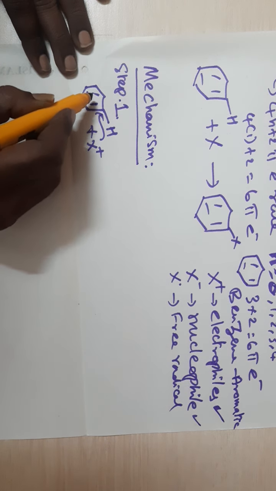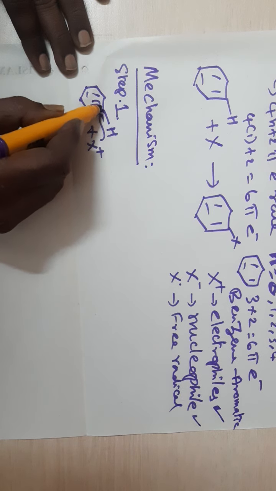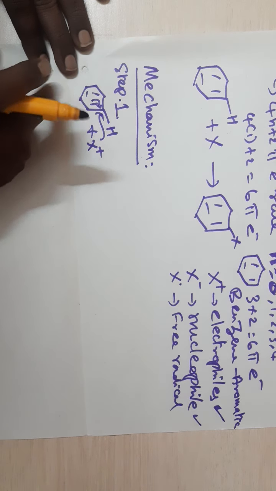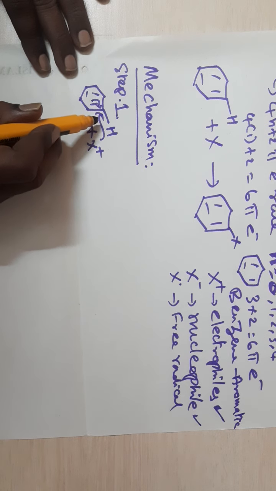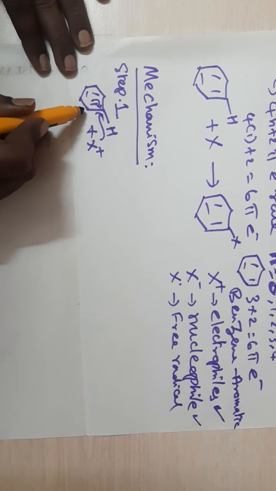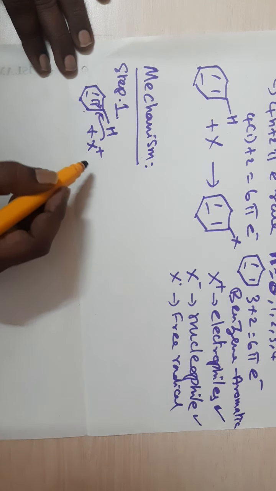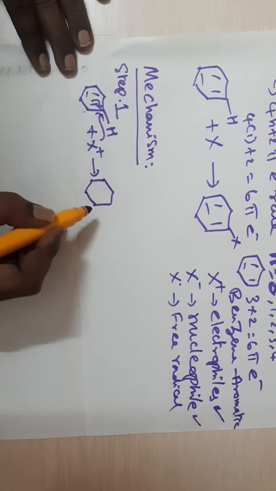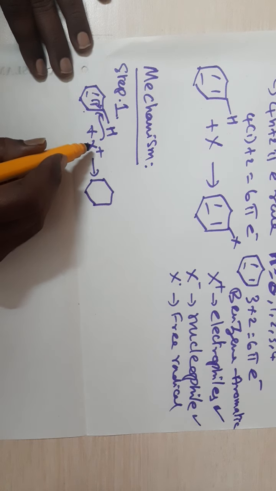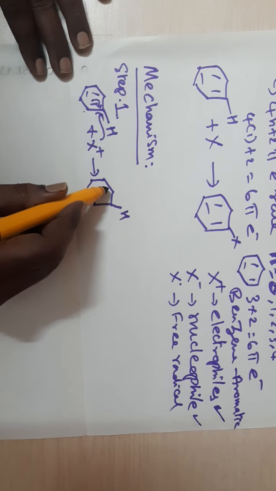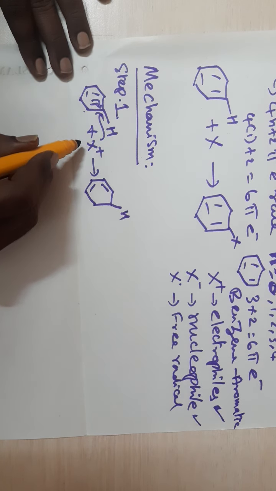Here, these pi electrons, the pair of pi electrons, are used for bonding. Actually, there is a bond between the carbon and X plus. So this pi electron is used for the bond formation between carbon and X plus. As a result, what happens? A positive charge develops over this carbon. So first, you are getting an intermediate. The intermediate is obtained by the attack of the electrophile X plus.